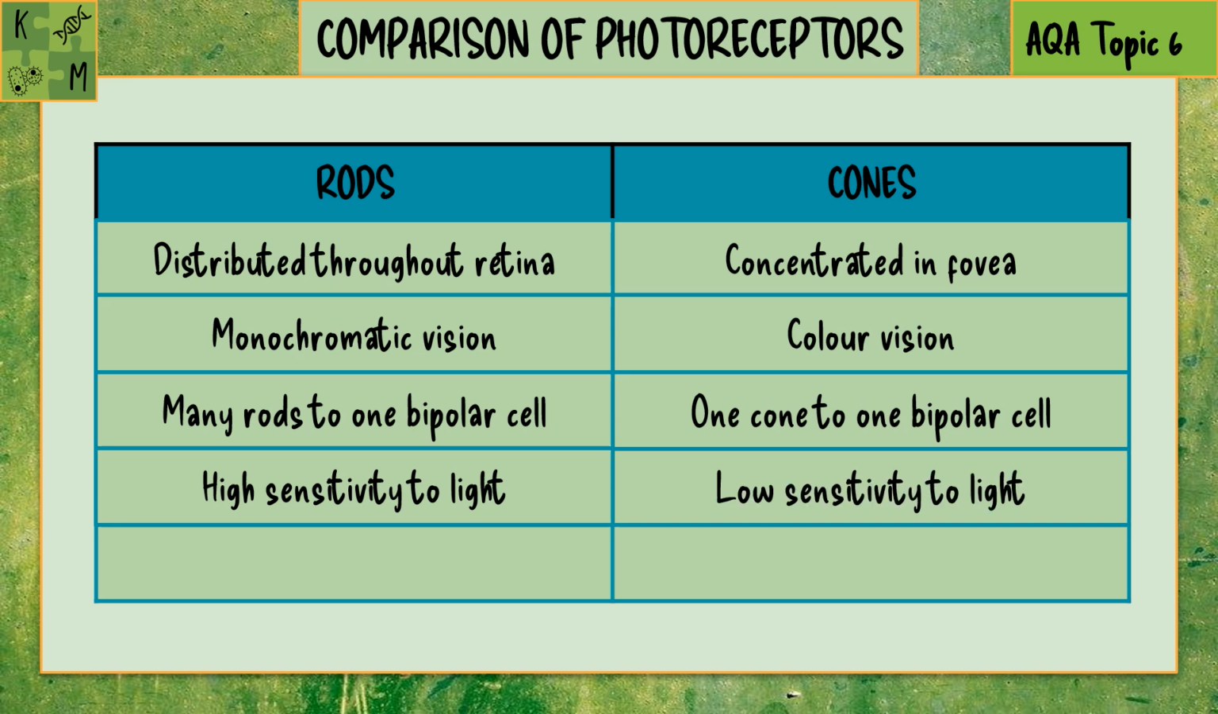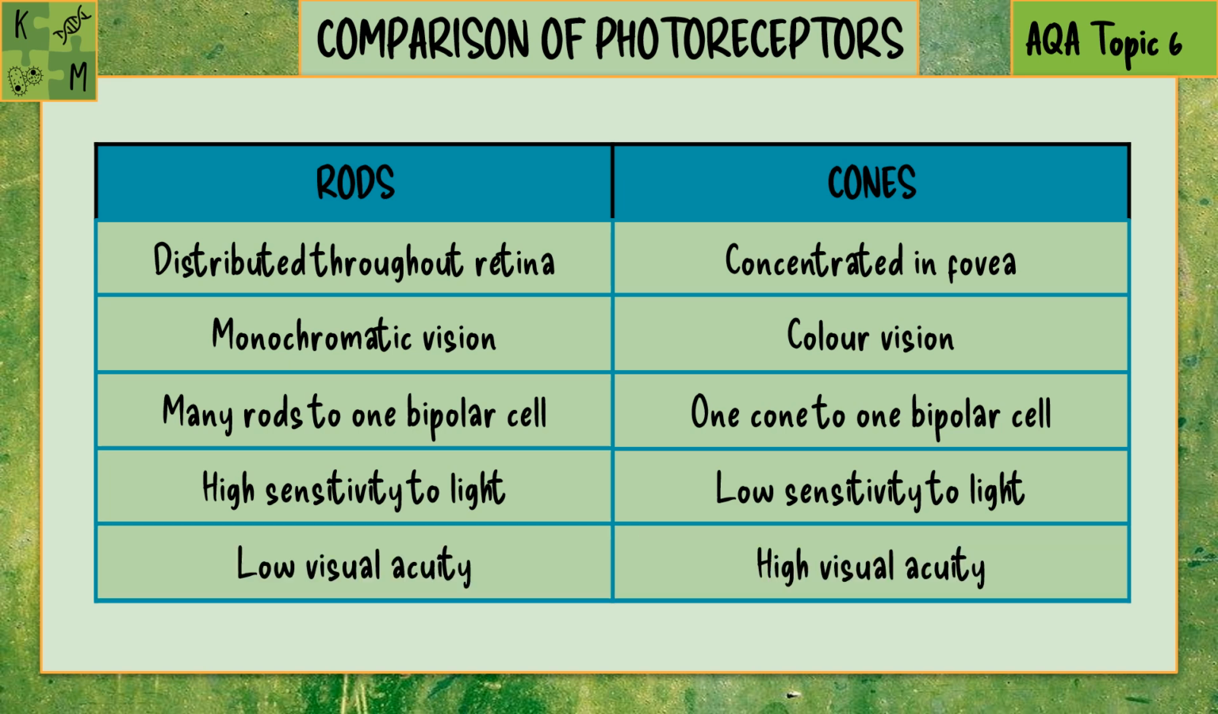This is why you can't see colour very well in the dark, and also why you can't see with enough precision to read. You're only relying on your rods. As rods provide low visual acuity, whereas cones provide high visual acuity. So in bright light, we can see a full range of colours and with much better precision.